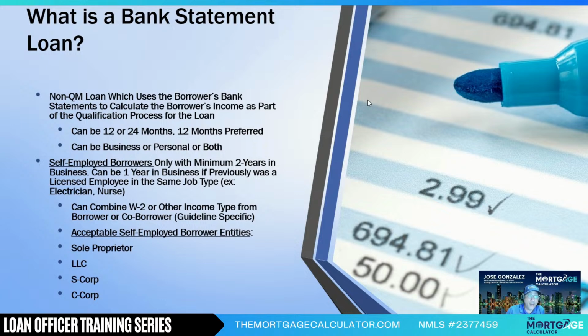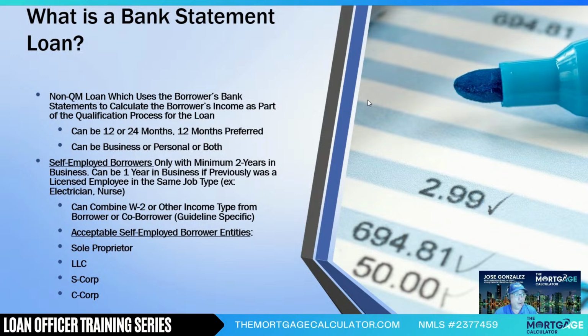Well, it can be 1 year in business, self-employed, if, for example, previously they were licensed in the same field as an employee, like an electrician or a nurse. Prime example, you have to have a license to be a nurse, you have to have a license to be a real electrician. You were doing it for a company as an employee, now you went on your own, and your own could be a sole proprietor, an LLC, S corp, or C corp. A sole proprietor is going to file a Schedule C, but again, we're not doing tax returns here, that's just what a sole proprietor is.